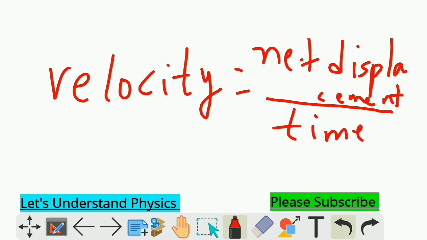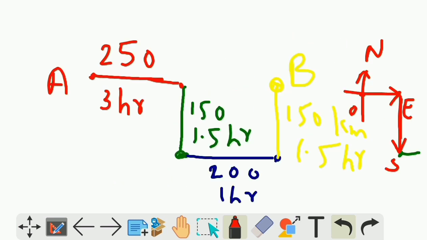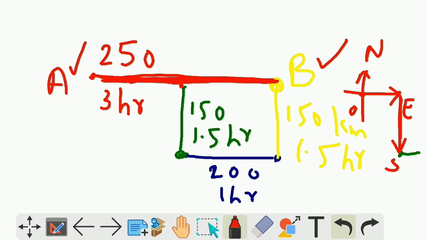That means time taken. Net displacement. How do you find net displacement? For this we need the directions. Okay. Now A is the initial point, B is the final point. The straight line joined between initial and final points. This is the straight line, isn't it? Now up to here you know it is 250 kilometer. Now here what is this distance?